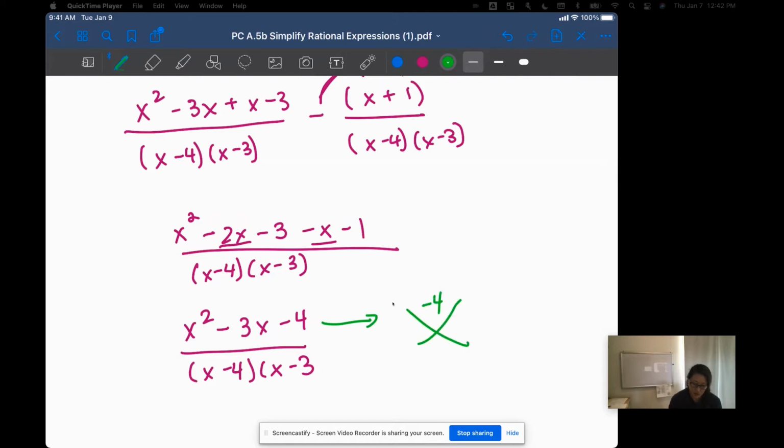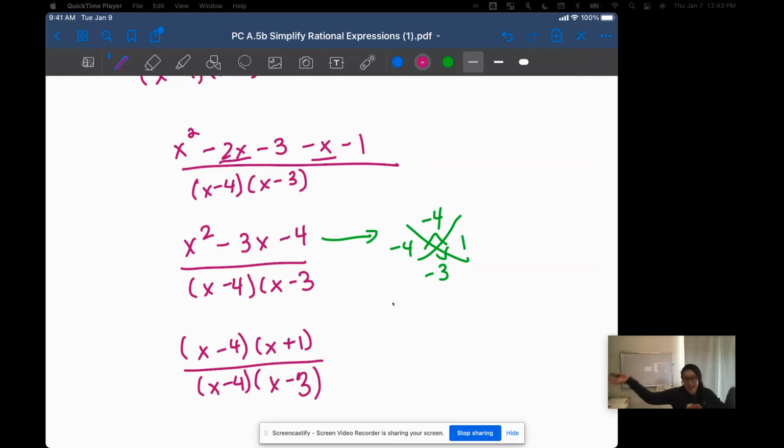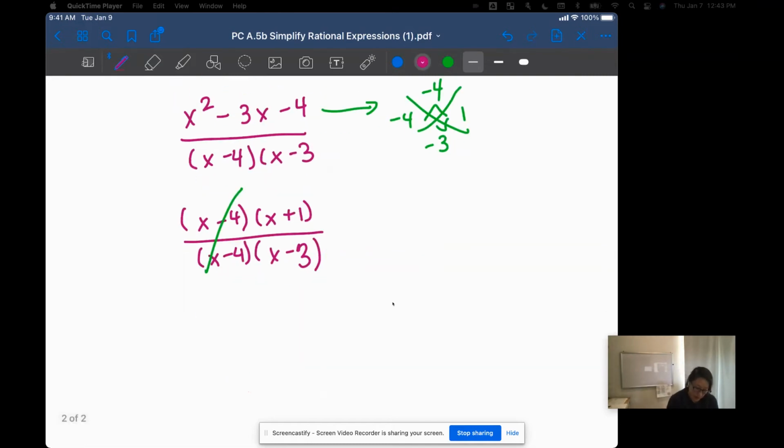So I have a negative 4 on the top and negative 3 on the bottom. So I can multiply negative 4 and 1 to give me negative 4 and add to give me negative 3. So I end up with x minus 4 times x plus 1 all over x minus 4 times x minus 3. And ta-da! We have factors that cancel. So my simplified expression is x plus 1 over x minus 3.